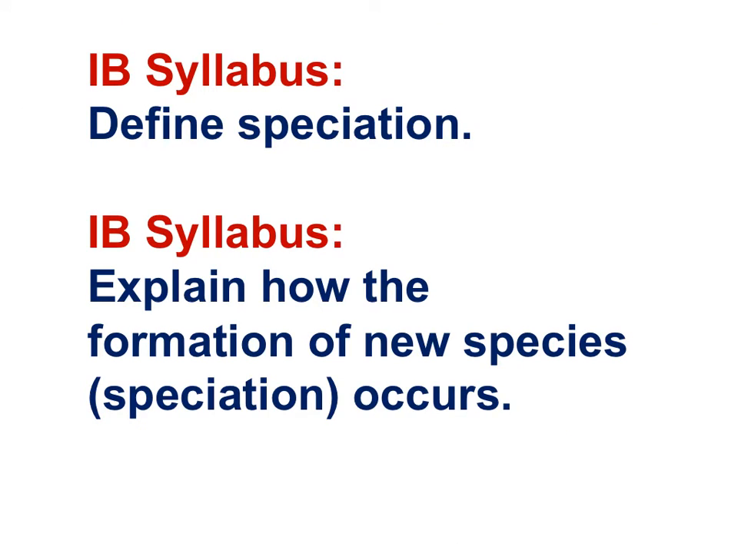So that brings us to the next IB syllabus statements. Define speciation. Explain how the formation of new species occurs. And at this point, you could very nearly respond to these statements because if you understand natural selection, you have all the tools. Now, let's just add in a few concepts to flesh out speciation, the formation of new species.